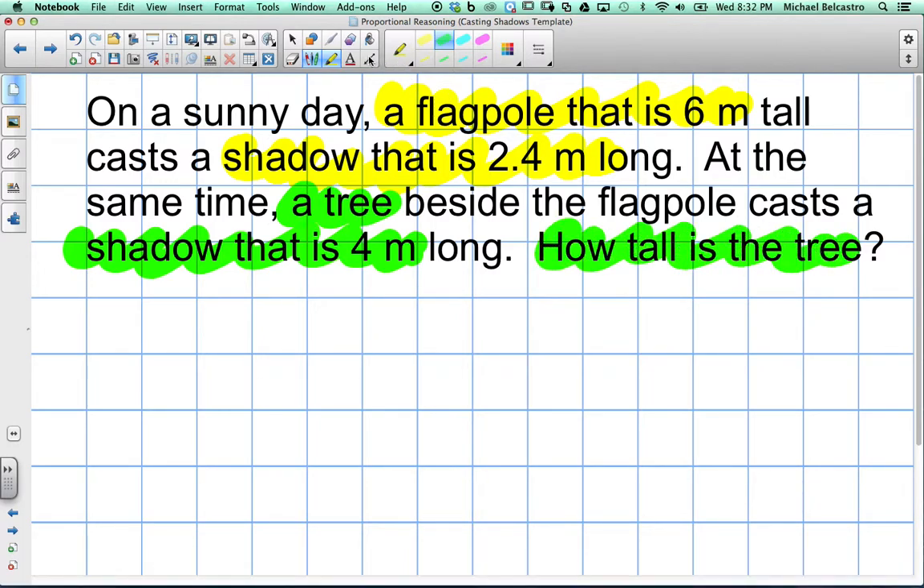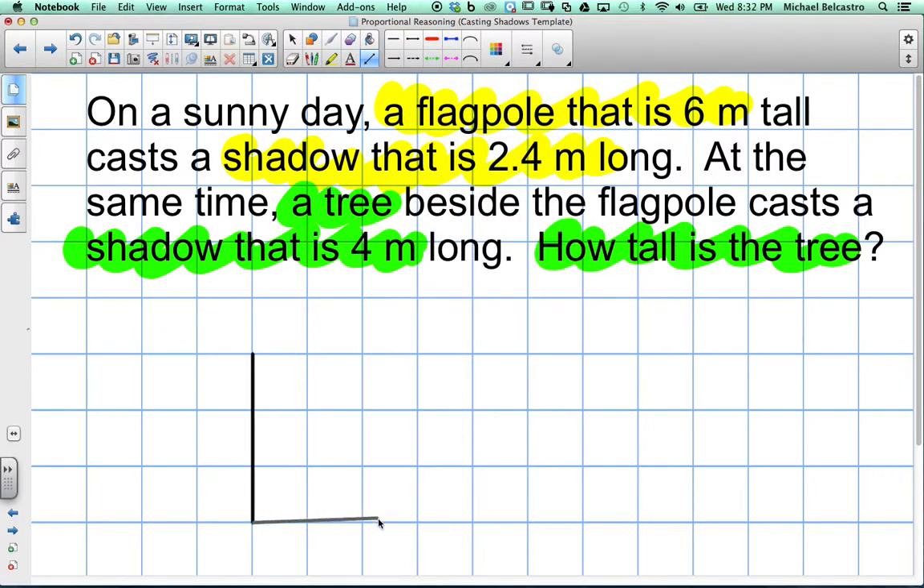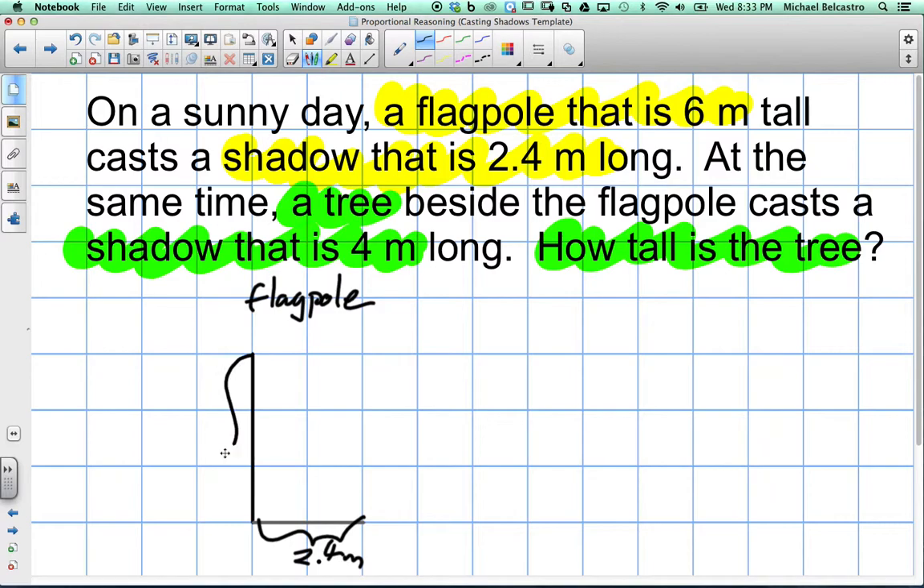Okay, this is describing a relationship, so let's put a diagram of this if we can. Anytime we get a chance to do a diagram, I try to. It usually helps me visualize what's going on. So our black line here is going to represent our flagpole. And the gray line is going to represent the shadow. The shadow was 2.4 meters in length, and the height of the flagpole was 6 meters.